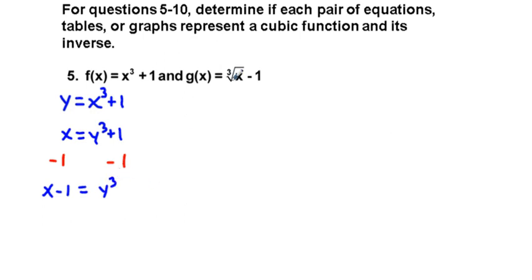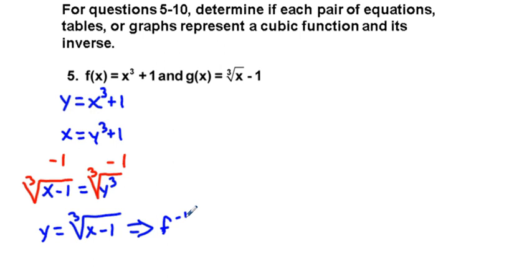And now to solve for y, we're going to take the cube root of both sides of this equation. So the y cubed and the cube root cancel each other. So we get y equals the cube root of x minus 1. And so now we just go to step 4, which is f negative 1 of x is equal to the cube root of x minus 1.